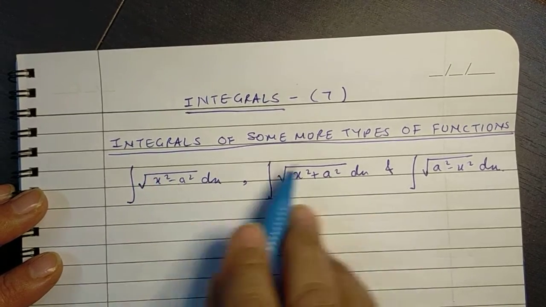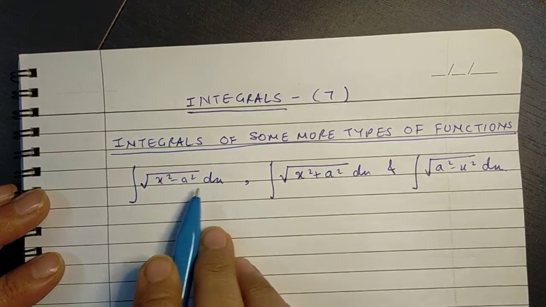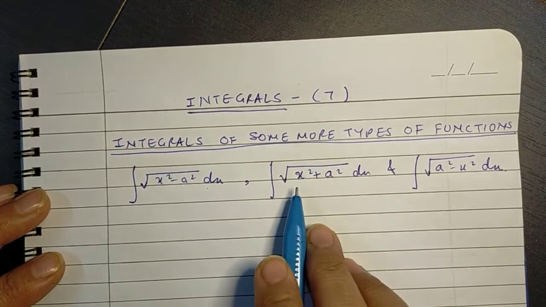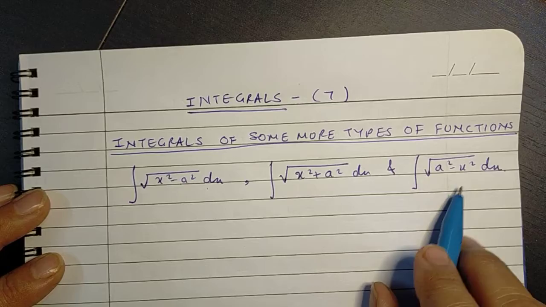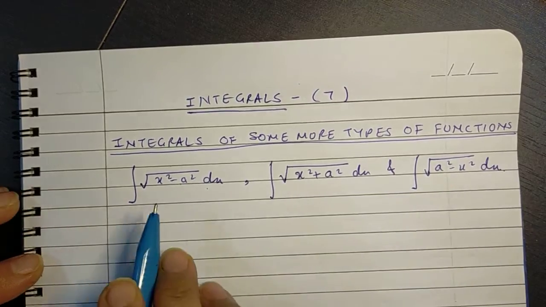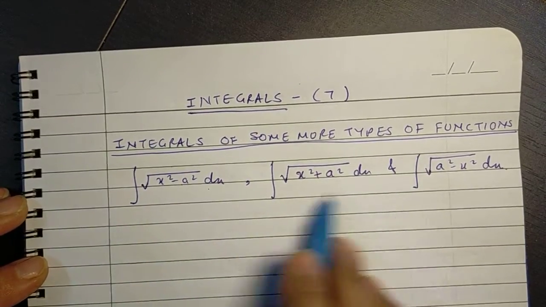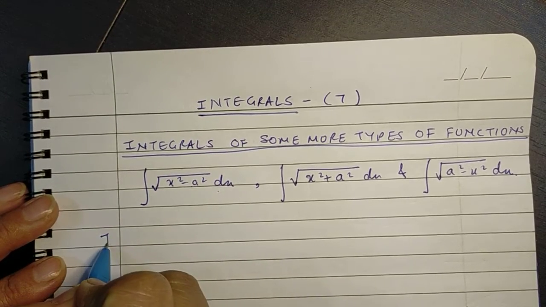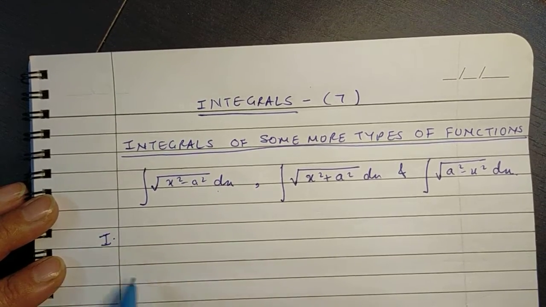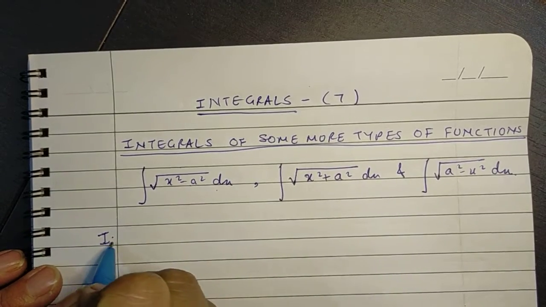1 upon these functions: 1 upon square root of x squared minus a squared, similarly 1 upon square root of x squared plus a squared, and 1 upon square root of a squared minus x squared. Now let's see how to deal with these three functions. So we'll just quickly find the result for these and then do the needful related problems.